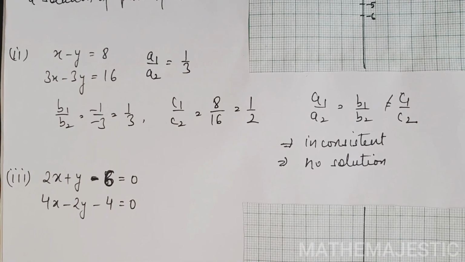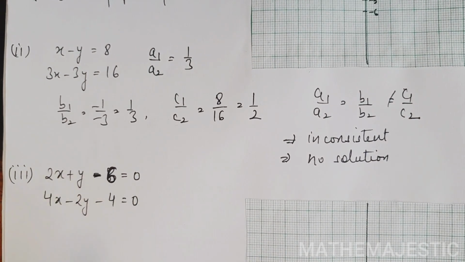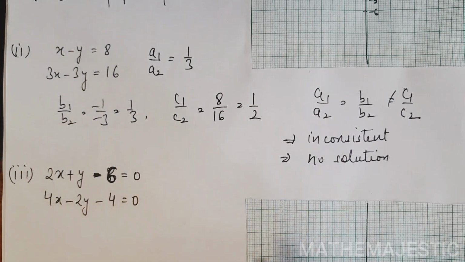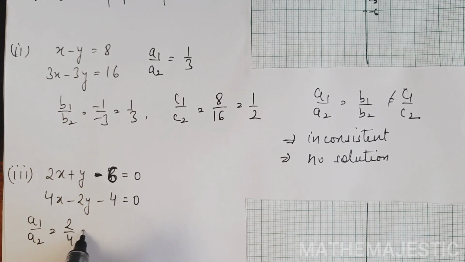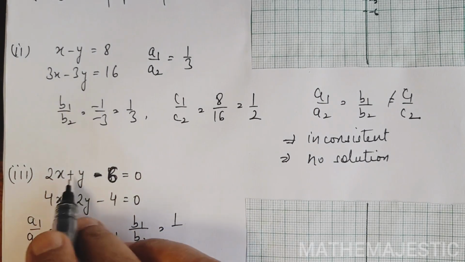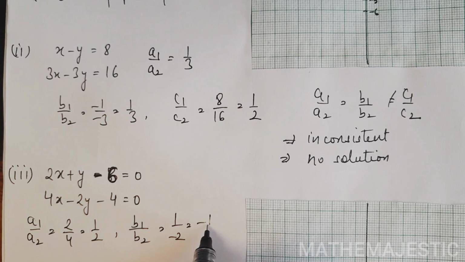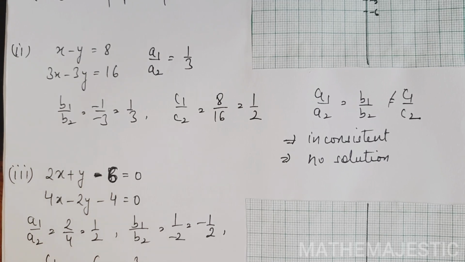In the third part, it is asked, the equations are these: 2x plus y minus 6. So similarly, we will check them. a1 by a2, that is 2 by 4. That means 1 by 2. b1 by b2 is 1 by minus 2. That means minus 1 by 2. c1 by c2 is minus 6 by minus 4. That means 3 by 2 we will get.